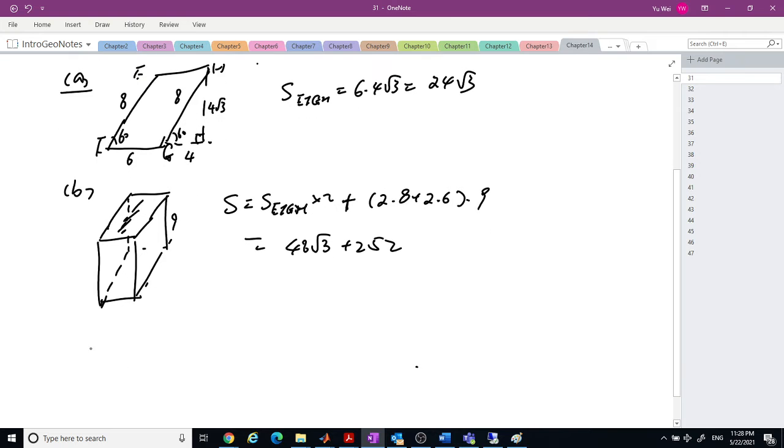Okay, part C. We want to find the volume, right? The volume is very easy. It's the area of EFGH times the height. So this is 24 root 3 times 9, so it's 216 square root of 3.